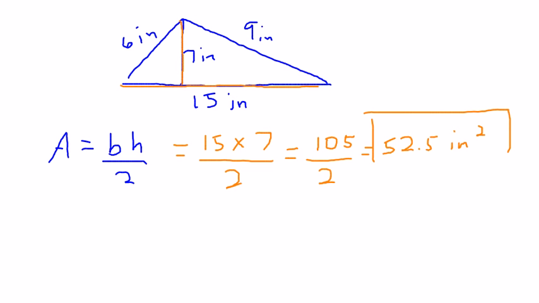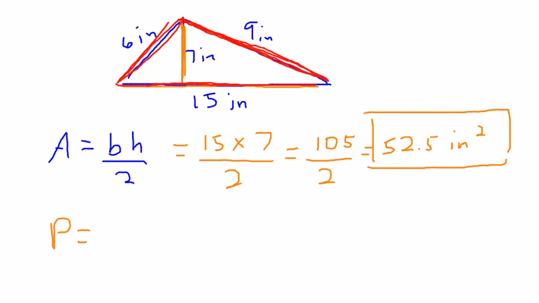Now let's determine the perimeter of a triangle. Remember, the perimeter of any shape is just the distance around the shape. Perimeter equals, because we're concerned with the distance around the shape, we really don't care about any measurements inside the shape. So this measurement right here really is meaningless when we're trying to figure out the perimeter. We are concerned with this length plus this length plus this length, the outside of the triangle.